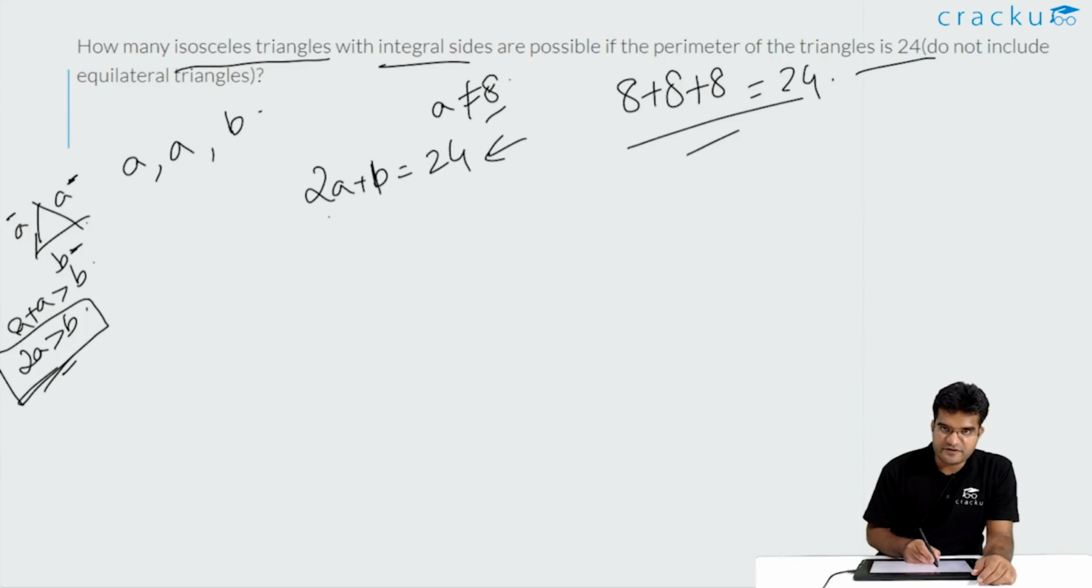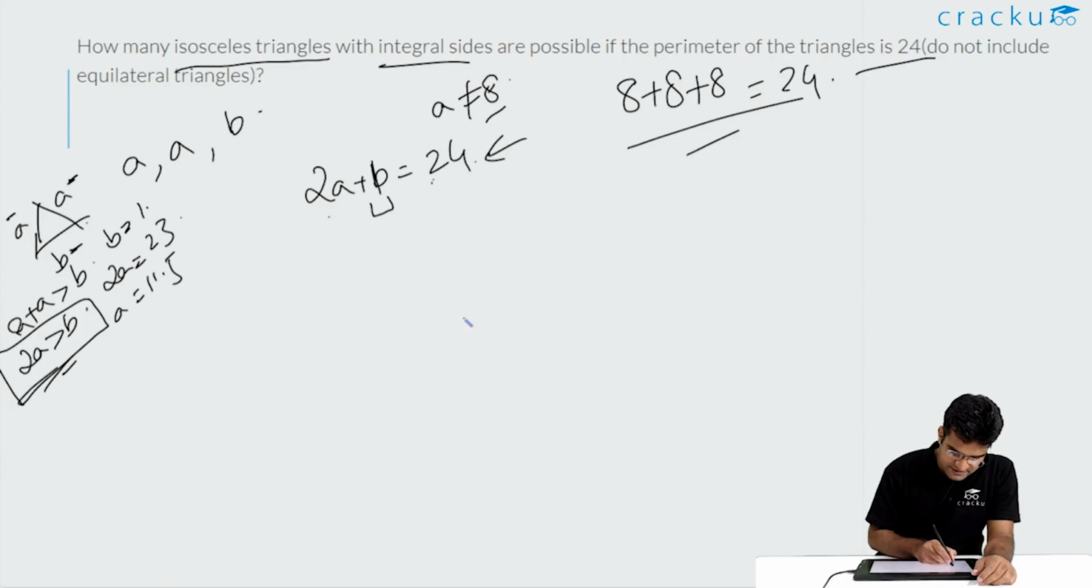Because 2A plus B is equal to 24, and this has integral solutions, B is even. If B is odd, 2A will be 24 minus an odd number, which will be an odd number, so A will not be a natural number. For example, if you put B is equal to 1, we would get 2A is equal to 23, or A is equal to 11.5. This is not an integer and this is not valid. So B has to be even.